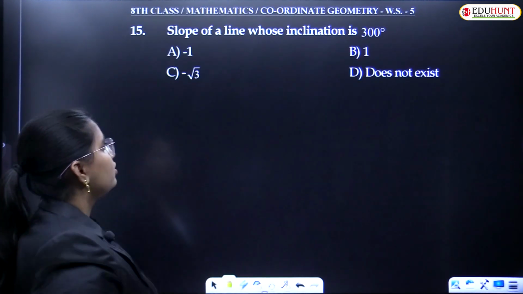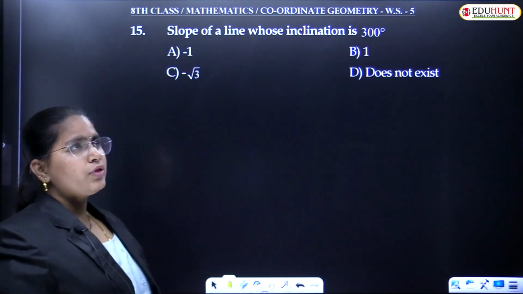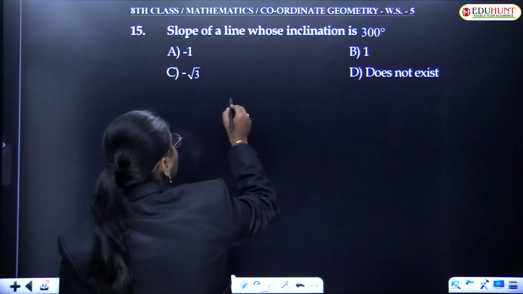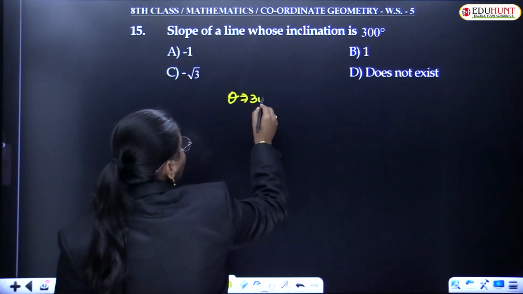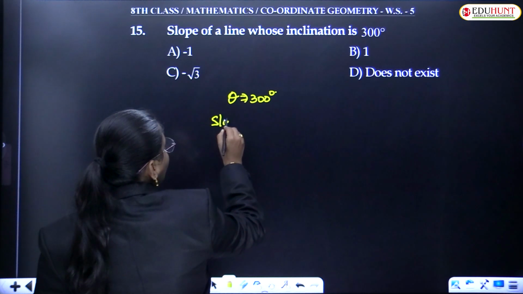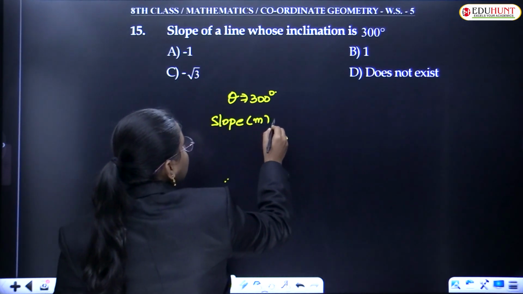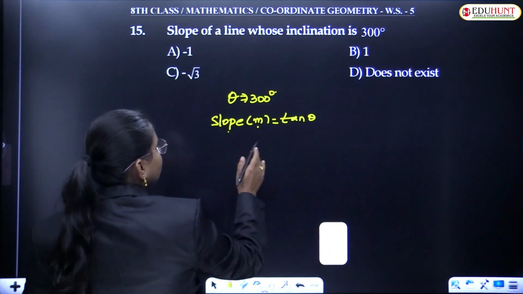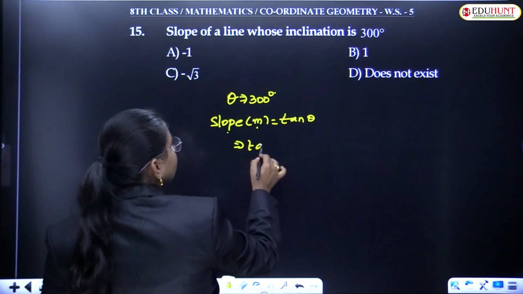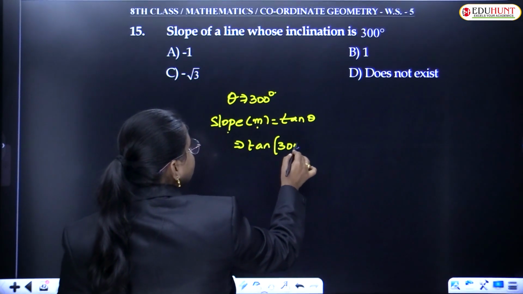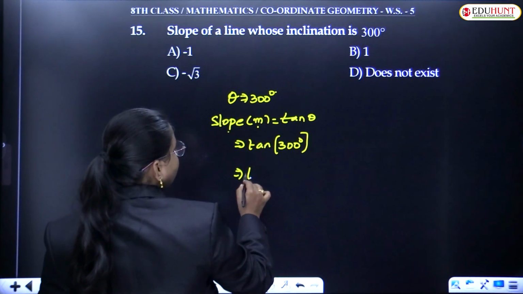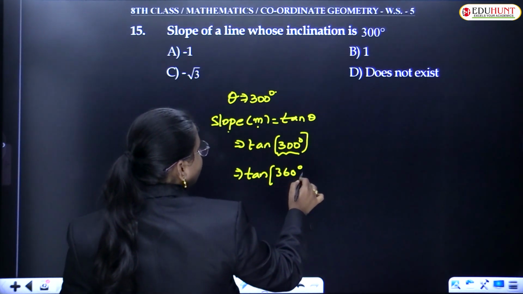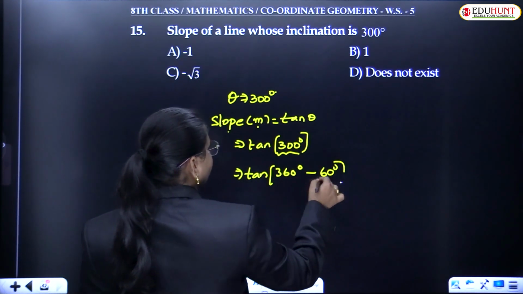Next question. Slope of a line whose inclination is 300 degrees. So given inclination is equal to 300 degrees. I need to find out the value of slope here. Slope is denoted with m, which is also defined as tan theta. So let me substitute the theta value here. Tan 300 degrees. Tan 300 can be expressed as 360 degrees minus 60 degrees, which is 300.